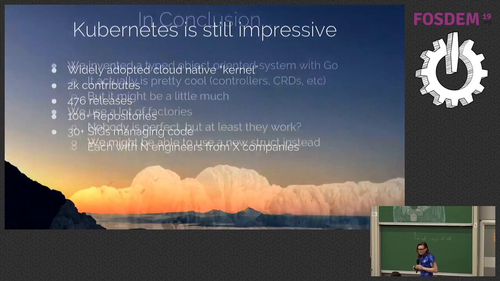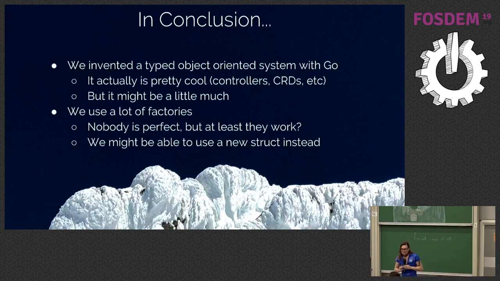So in conclusion, we invented a typed object-oriented system with Go. It was actually pretty cool. It's how we get things like controllers and CRDs and etcd, but it might be a little bit much. We use a lot of factories. Hey, nobody's perfect, but at least they work. We might be able to use a new struct instead.